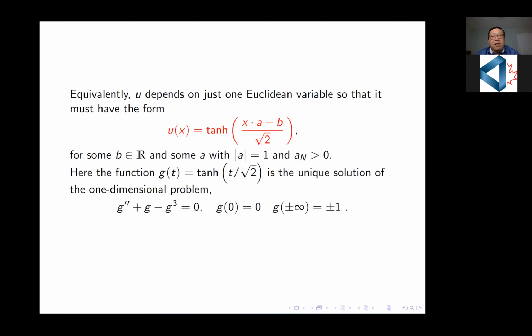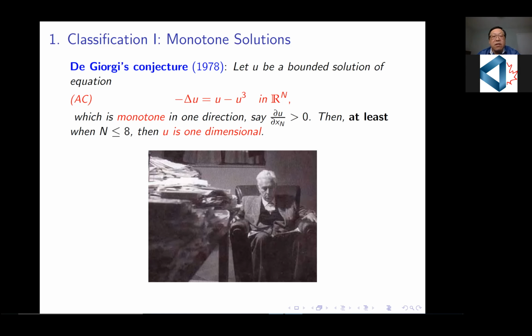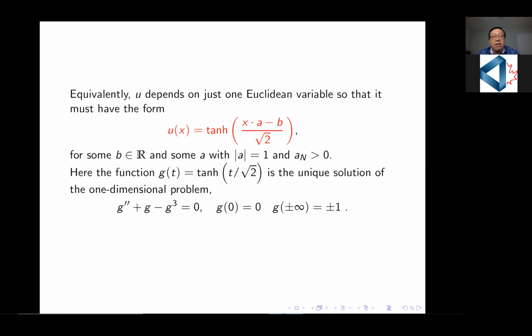So what the Giorgi conjecture says is that if you assume your solution is monotone in one direction, then your solution should be one dimensional. It only depends on one variable, which means you can write down the solution explicitly, which should be the one-dimensional solution, like this. And this is the one-dimensional solution. So this is the Giorgi conjecture.